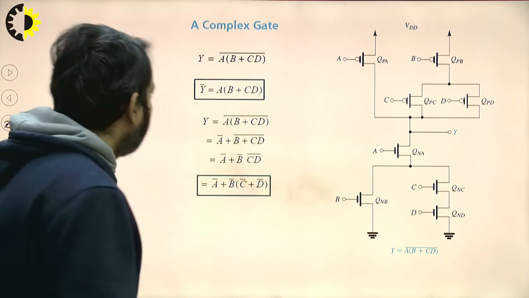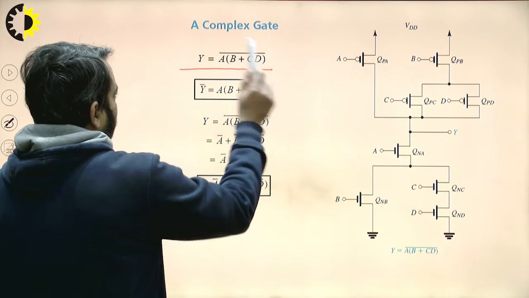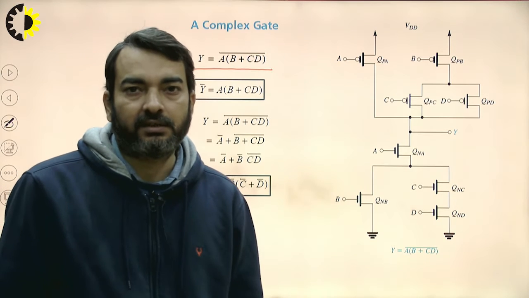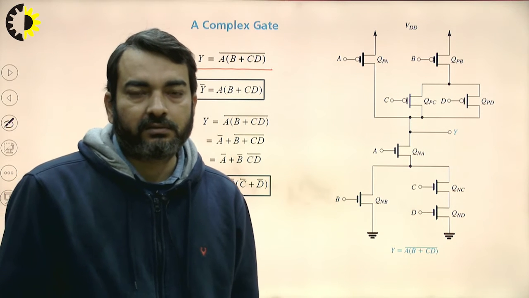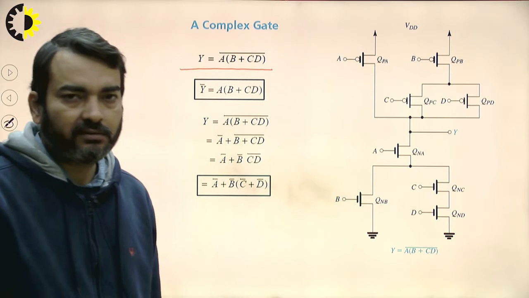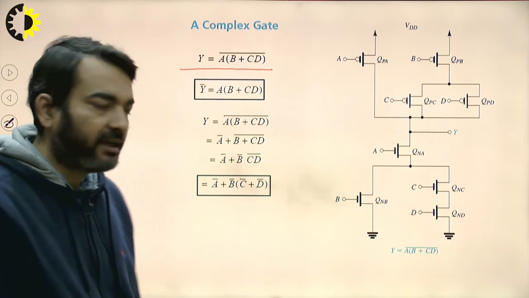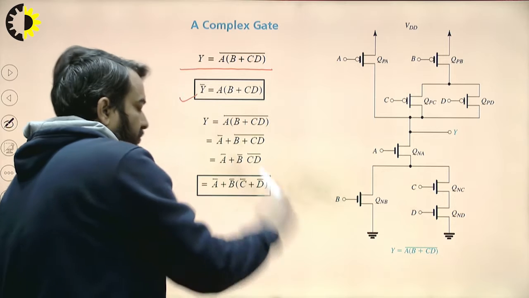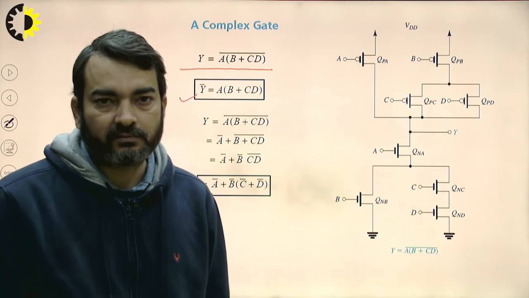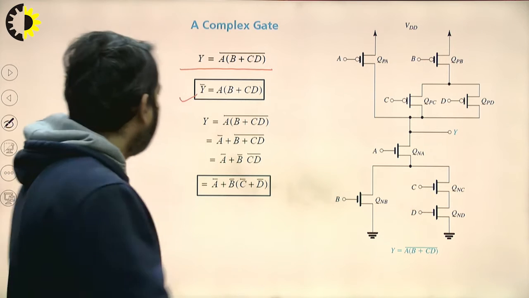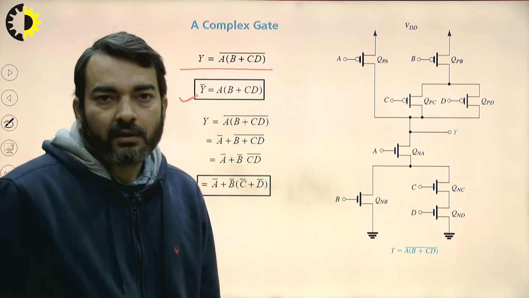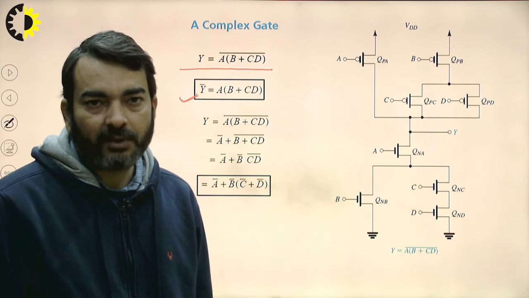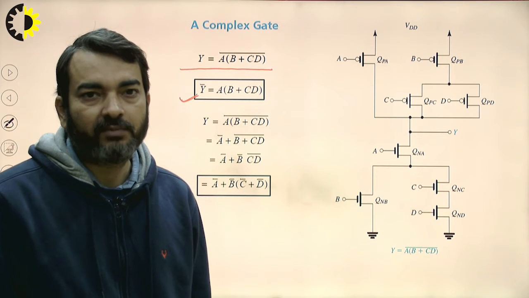Now we will see another function. Let's say this is some Boolean function, and we want to realize the CMOS structure. This is a general example of how to realize a complex function. Again, following the rule: for the pull-down network, we will express the complemented output as a function of normal variables, and for the pull-up network, we will express the normal output as a function of complemented variables.